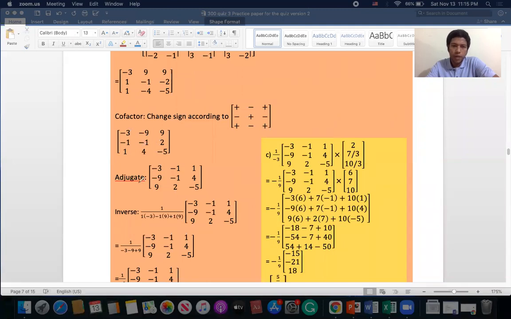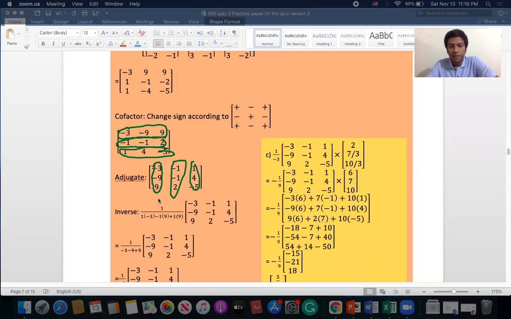Then to find out the adjugate, we transpose the rows into columns. So we have the row here, 3, minus 9, and 9. It will become a column here, minus 3, minus 9, and 9. Same thing goes with this: minus 1 on 2 will become here. And the last one is here, like this. We are very close to the matrix inverse.